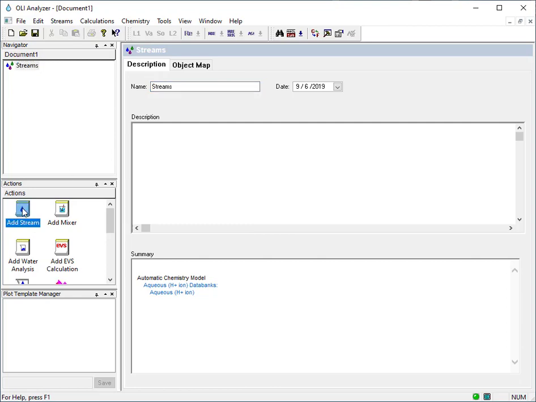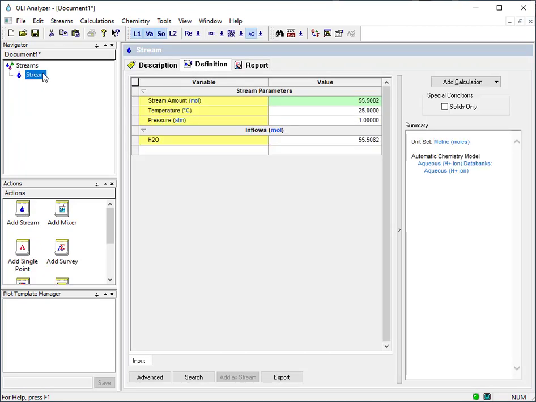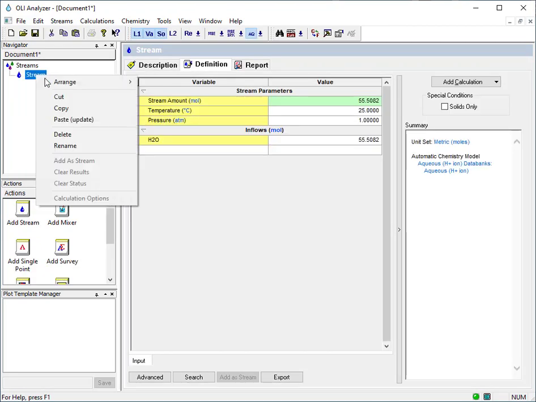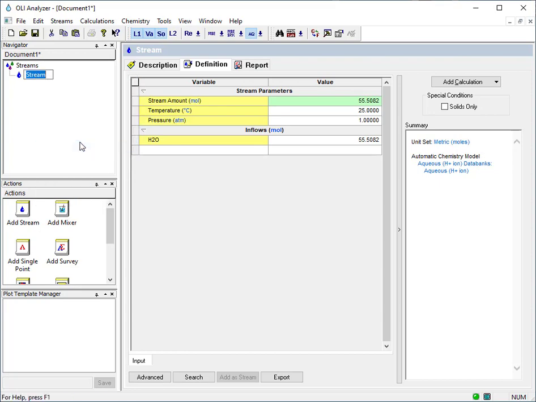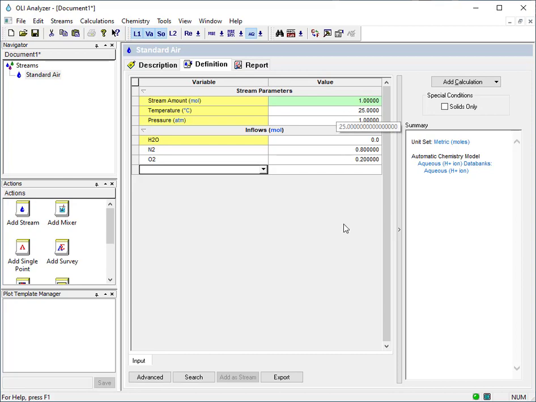The first stream we're going to create is something I'm going to call a standard airstream. I created the stream. I'm going to just rename it, and I'm going to call it standard air. Standard air is approximately 80% nitrogen and 20% oxygen, so we'll add nitrogen. Oops, that's N3, that's wrong. N2, 0.8 moles, and O2, 0.2 moles. And we're going to have it at 25 degrees and one atmosphere. We're not going to do anything with this stream at this point.